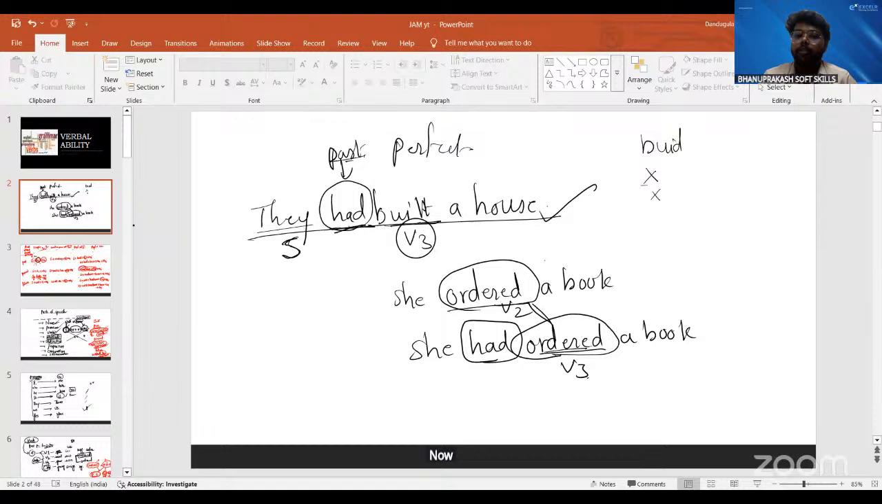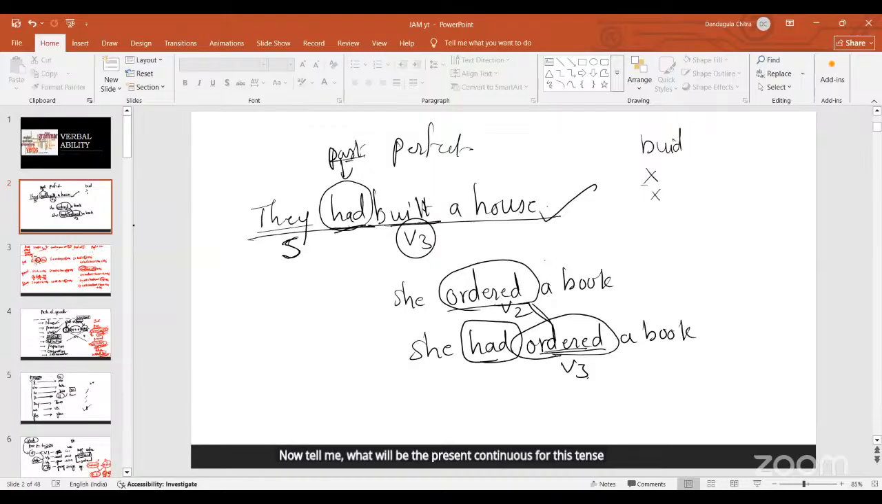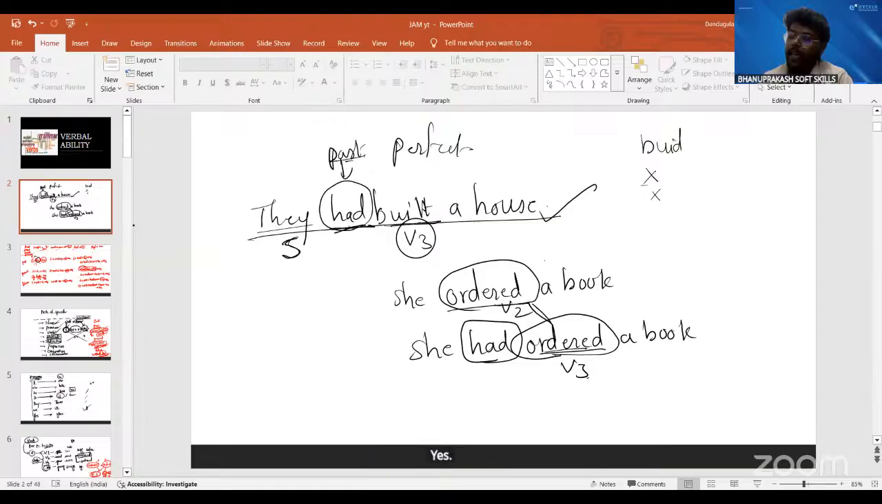Now tell me what will be the present continuous for this tense? They are building a house. Yes, they are building a house is the right answer. Correct. Okay, you are understanding and you do also have this previous knowledge. That's a great thing.